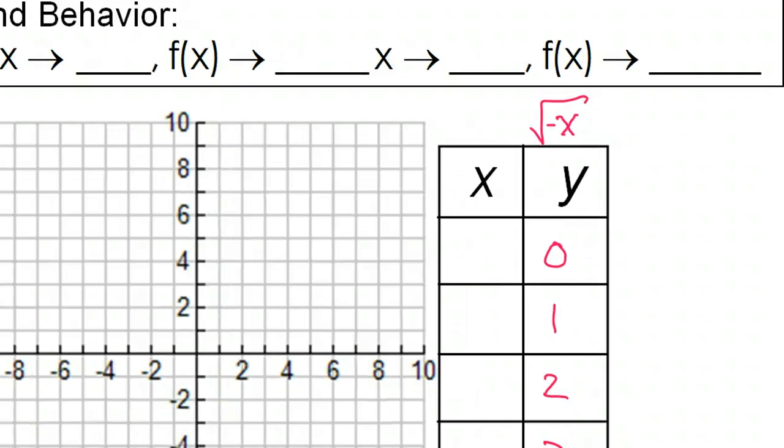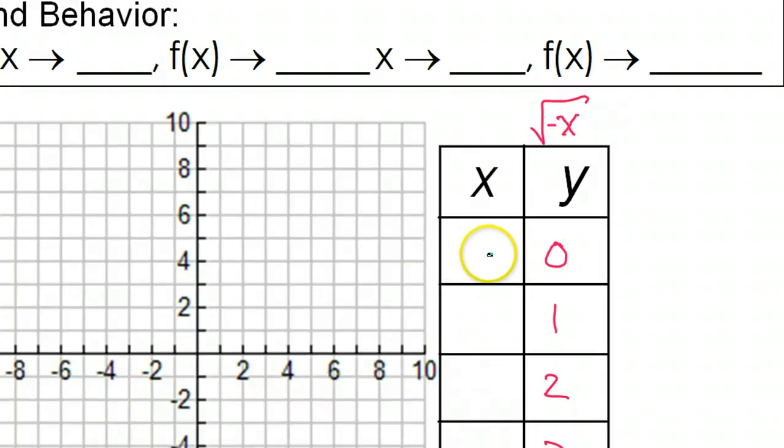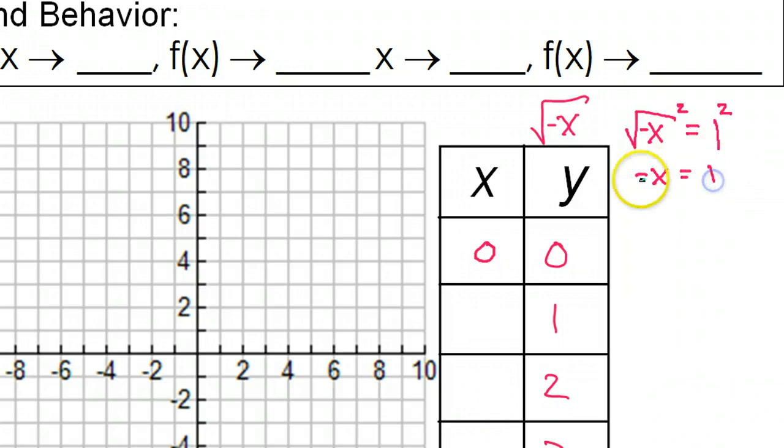So, for example, obviously if I want to get 0, I still need 0. So say if I want a y value of 1, then that means that the square root of negative x has to equal 1. So I would have to square both sides to solve this. That would give me negative x equals 1. And then I would divide both sides by negative 1. So I'd get x equals negative 1.